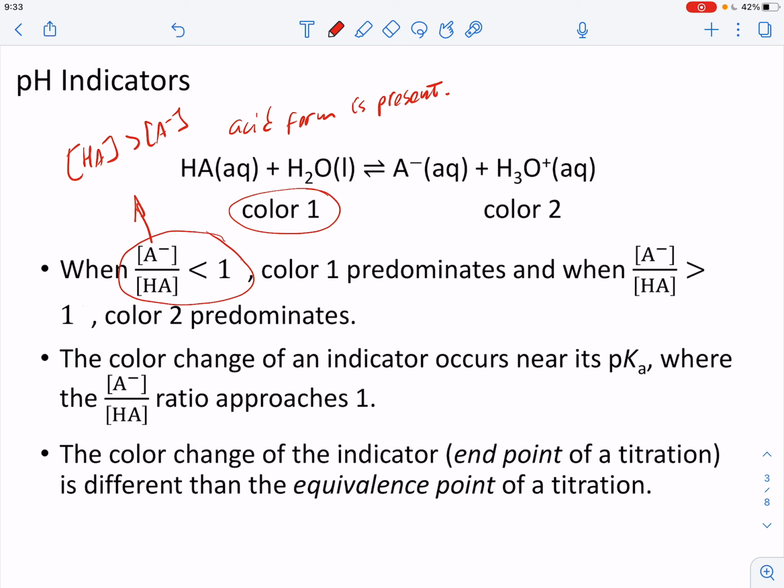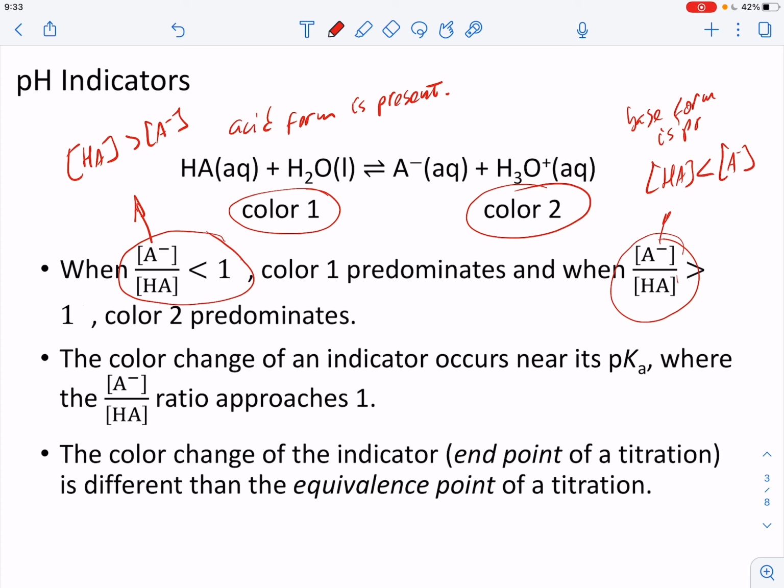All right, and when that ratio is larger than 1, which means that now the acid form is lower in concentration than the base form, then color 2 predominates. Okay, base form is present. Okay, so keep those ratios in mind. It's not necessarily that the only species present is A minus. It's just that the color would be predominantly belonging to A minus.